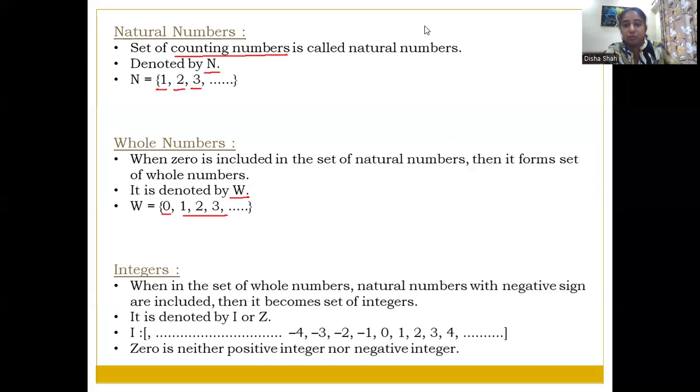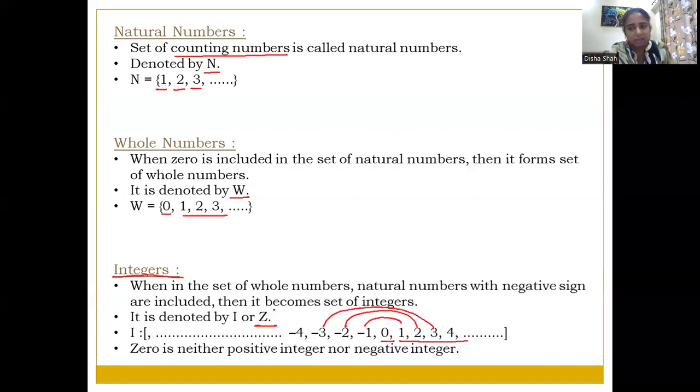अच्छा, अभी तक हमने जो भी numbers किए उसमें negative numbers नहीं आए हैं, but when we talk about integers, then negative numbers also come into the picture. So when in the set of whole numbers, natural numbers with negative sign are also included. So basically integers कौन से वाले numbers होते हैं? So they are positive numbers, all the negative numbers plus 0, then it becomes integers. Integer is denoted by capital I or Z. So integers में you'll find all the natural numbers, that is 1, 2, 3, 4. You'll find 0 and the negative sign of all the natural numbers. So numbers with their negative sign are also there.